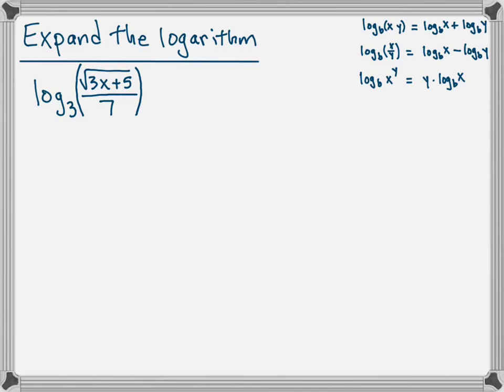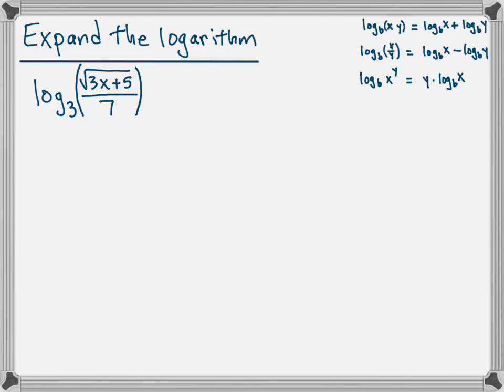So last one of the big expansions, and then I will jump off the deep end a little bit here and attempt to do one nice little proof for you, and then we'll be good. So expand the logarithm, log base 3 of all of that stuff. There's a couple terms on the inside there. Looks like we've got the radical on the top and the 7 on the bottom.